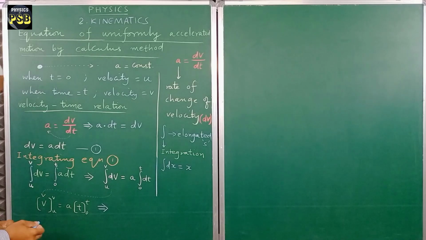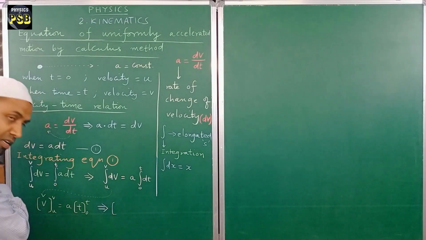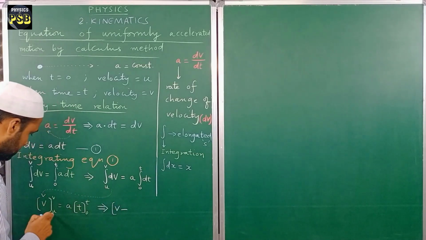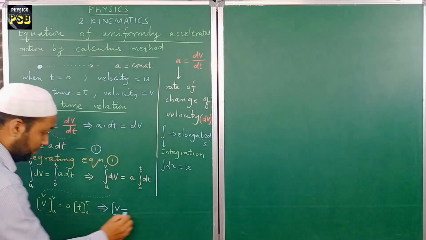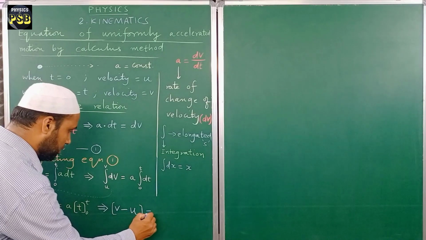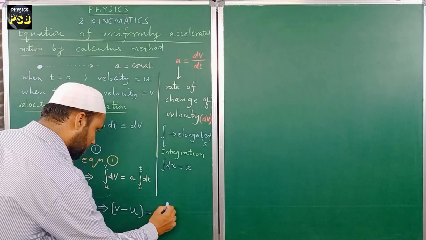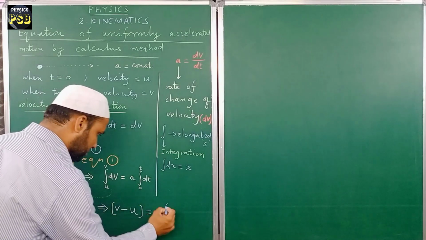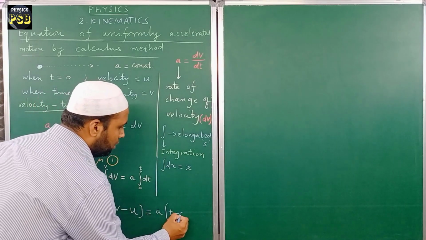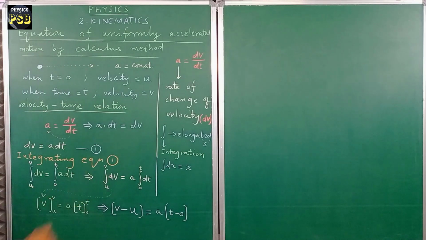Look here carefully how I do it. In the place of v, I write the upper limit first, then minus, and in the place of v, I write the lower limit. Then equal to sine a. Then in the place of t I write the upper limit. This is again t, minus, and in the place of t I write the lower limit, that is 0. Got it?